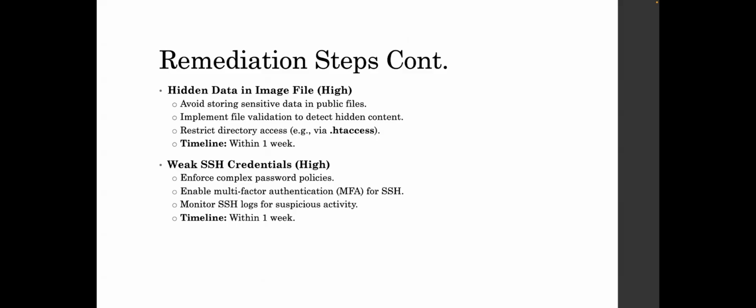These high severity issues should be addressed within a week to reduce risk. For the hidden data in the image, we need to stop storing sensitive information in public files. We should also validate files to detect hidden content and restrict directory access using tools like htaccess. For the weak SSH credentials, we need to enforce complex passwords, enable multi-factor authentication, and monitor SSH logs for unusual activities.